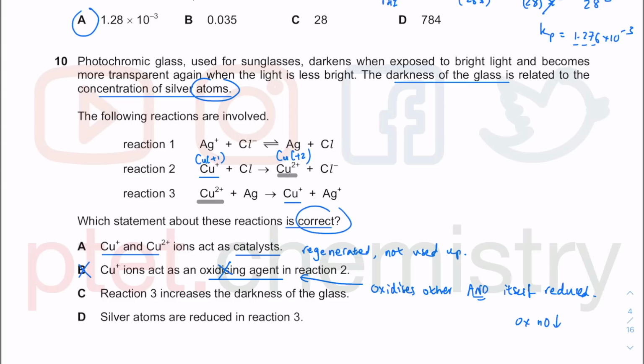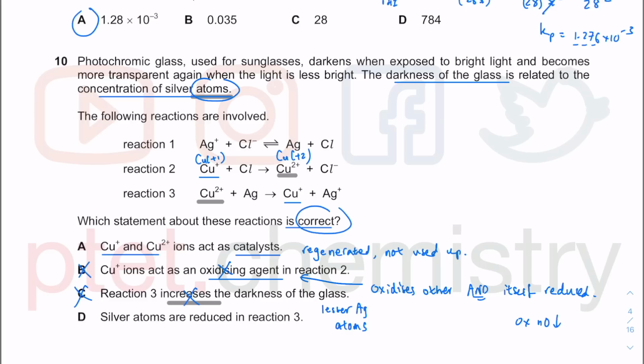Option C, reaction 3 increases the darkness of the glass. It says increases the darkness. So the darkness of the glass relates to the concentration of silver atoms. Obviously the more silver atoms you have, the darker it will get, because silver itself is a metal. Metals are opaque, so you can't see through the metal. And when you have reaction 3, you are reacting the Ag. So fewer Ag atoms should become more and more transparent, not less transparent. This one says it increased the darkness, which is wrong there.